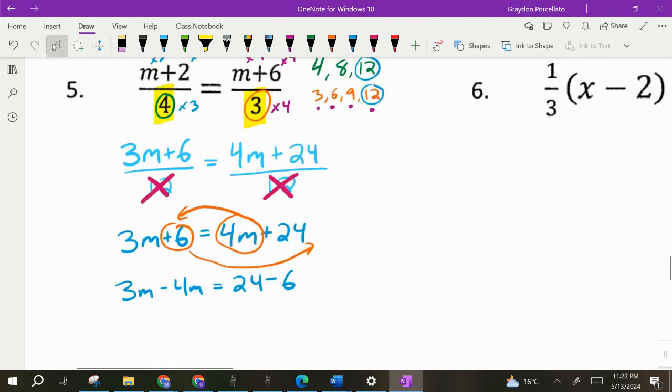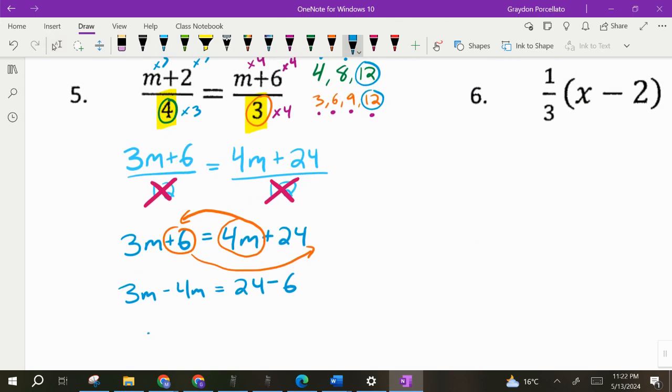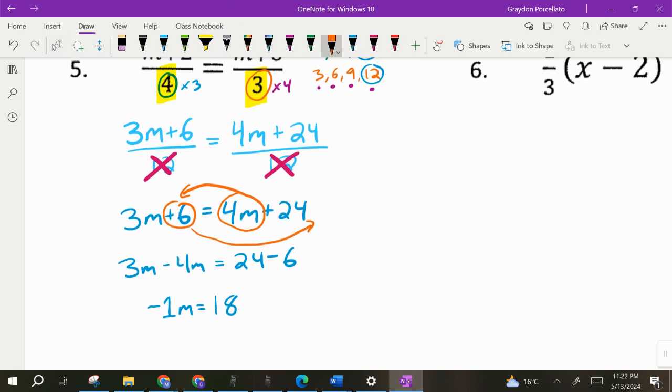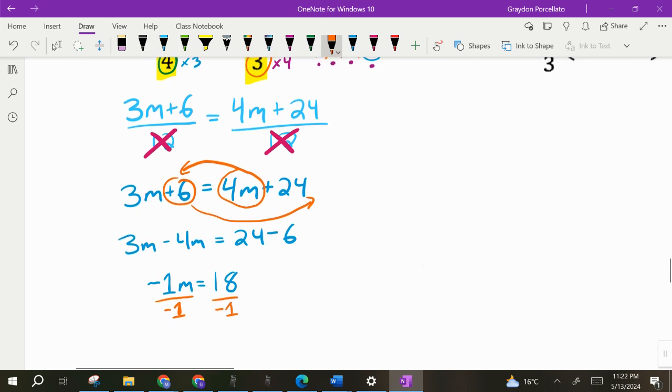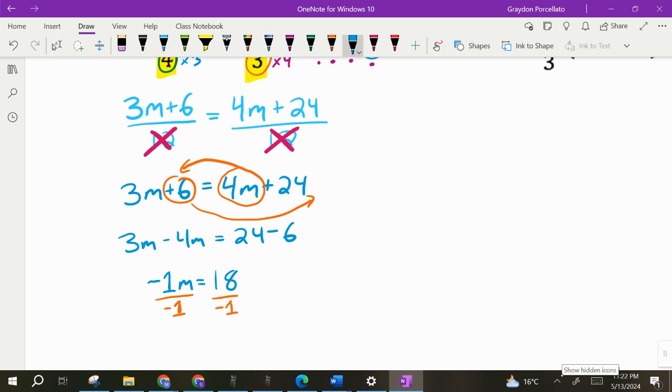Simplifying a little bit further, we get negative 1m equals 18. And my very last step is I'm going to divide by negative 1. Divide by negative 1. And our answer is m equals negative 18. Okay?